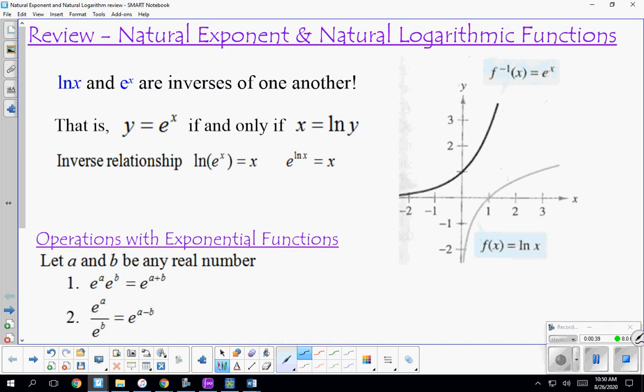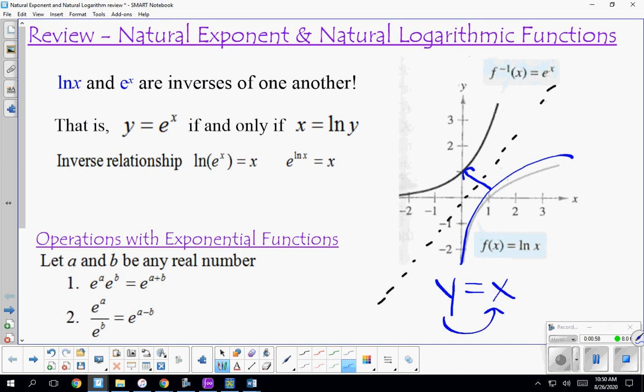So if you notice the graph here, if I were to graph the line y equals x, I should be able to see that this line here is a mirror image across this line. And again, that's because their x's and y's are switched. So in the inverse, the y values are the x's, and in the original, the x values are the inverse's y values.